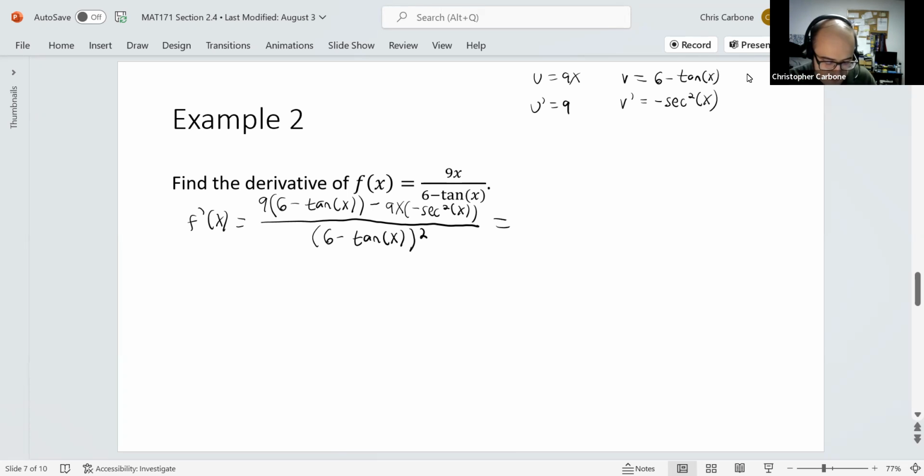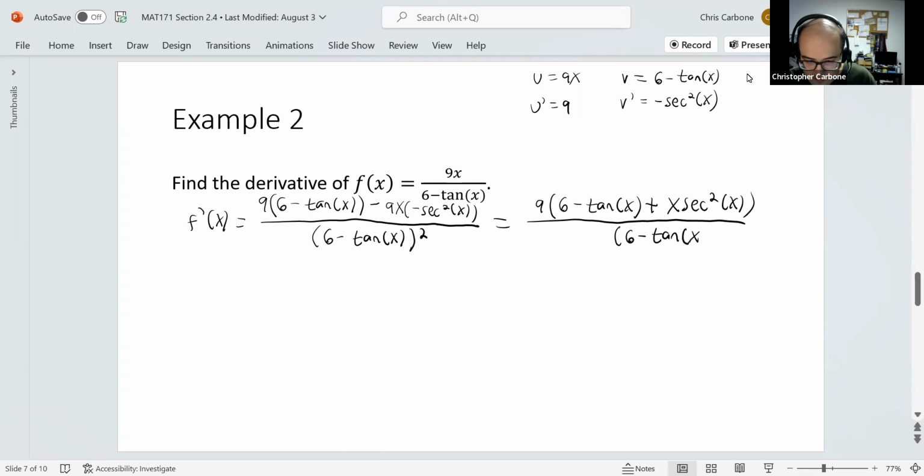We could slightly rewrite this and factor out the 9. This would be 9 times 6 minus the tangent of x plus x times the secant squared of x, all divided by 6 minus the tangent of x squared.